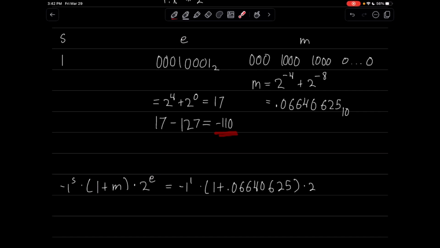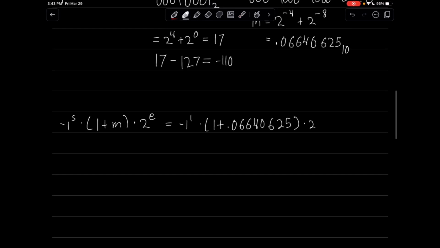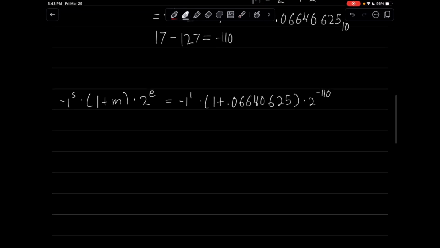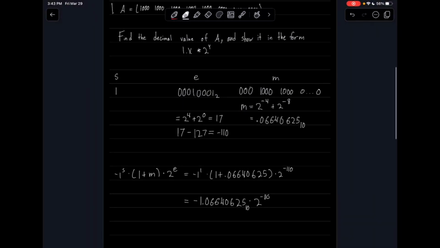It's negative 110, right? So of course, just simplifying it a little bit, this is really equal to negative 1.06640625. Now it's going to be multiplied times 2 to the negative 110. This is a decimal value, and it's of the form that we wanted it to be. So this right here would be our final answer.